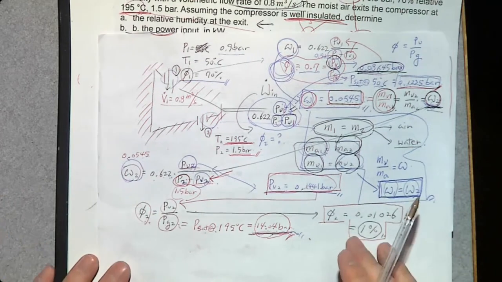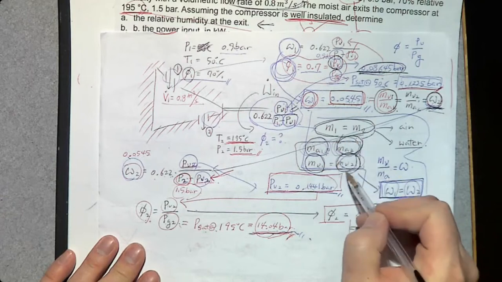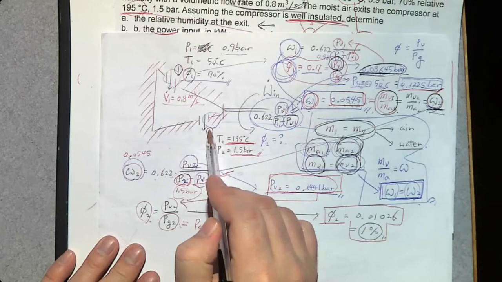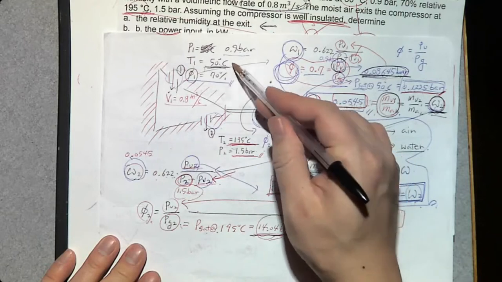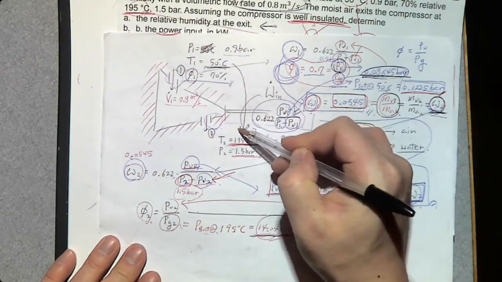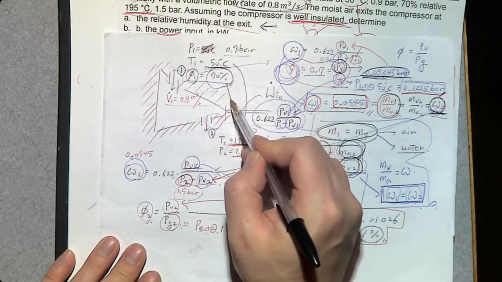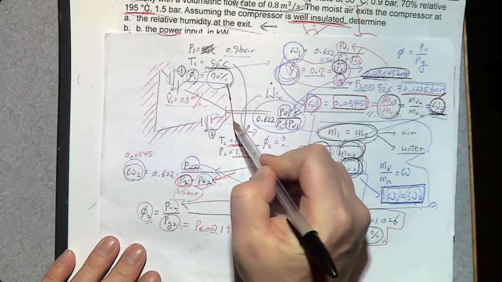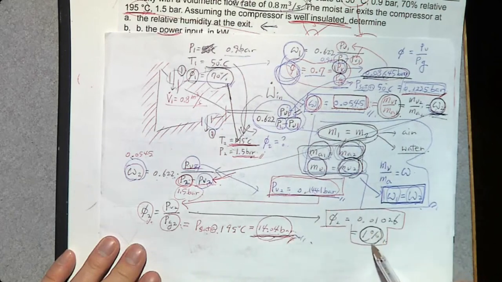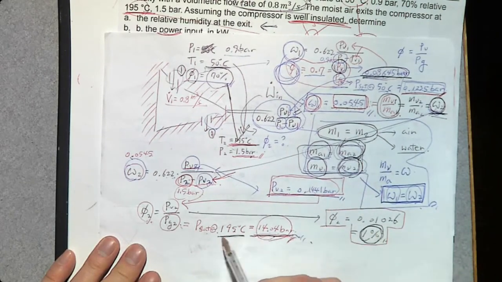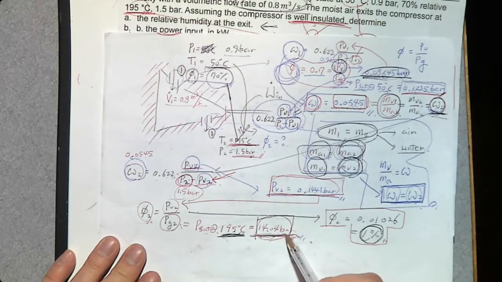From this solution, we can learn that we have the same amount of air and the same amount of water vapor at the inlet and at the exit, but because of the temperature increase, the relative humidity for the same mass of water vapor can decrease from 70% down to 1%, because when you increase the temperature, the amount of water vapor that can be present in air can increase dramatically.